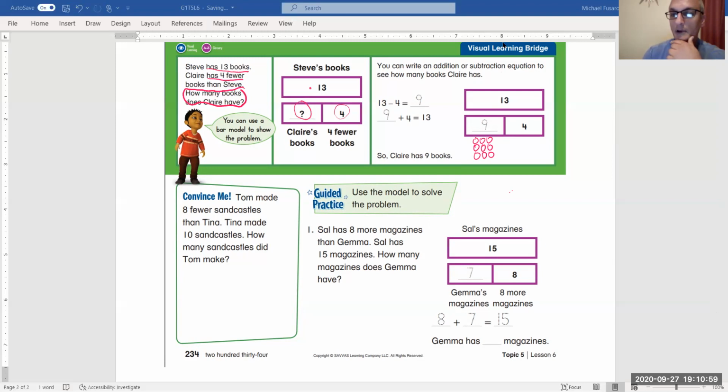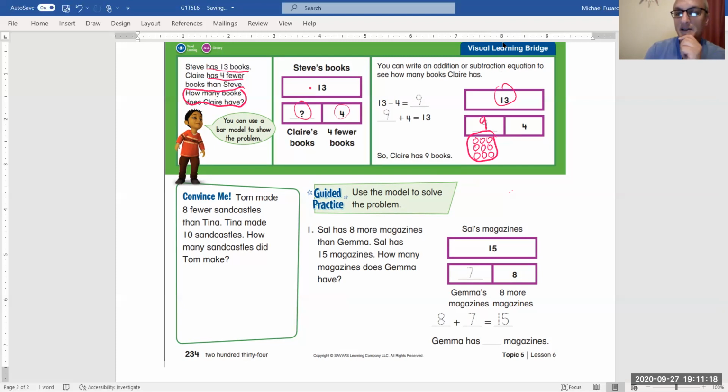We stopped at 13. So how many are in my pile here? You're going to guess, right? 9. Let's check. 1, 2, 3, 4, 5, 6, 7, 8, 9. So 9 and 4, if we squeeze those boxes together, we make 13.